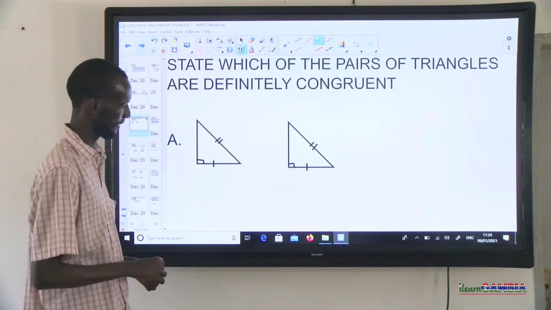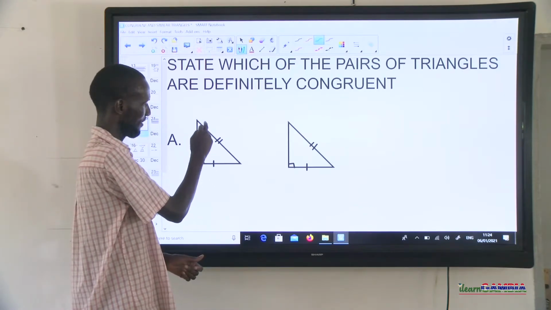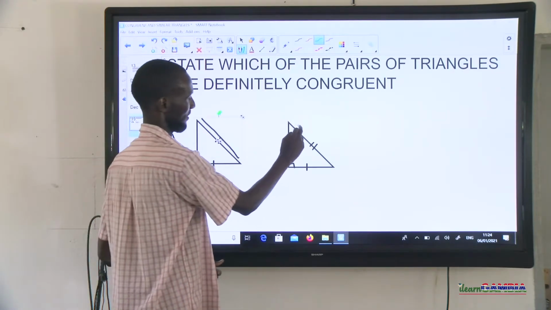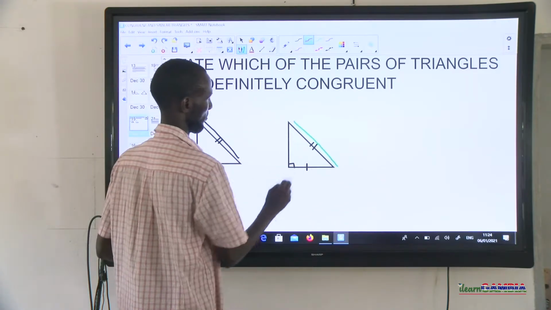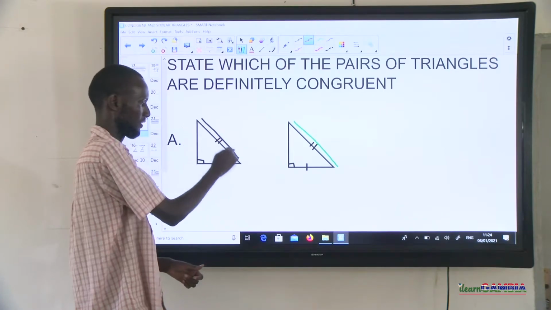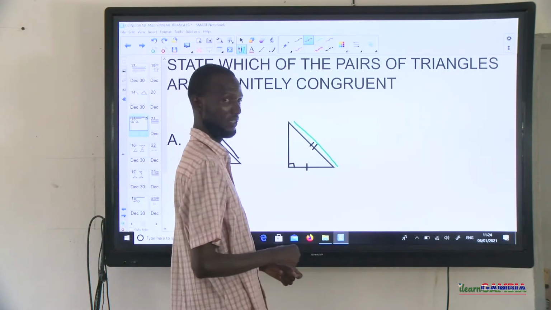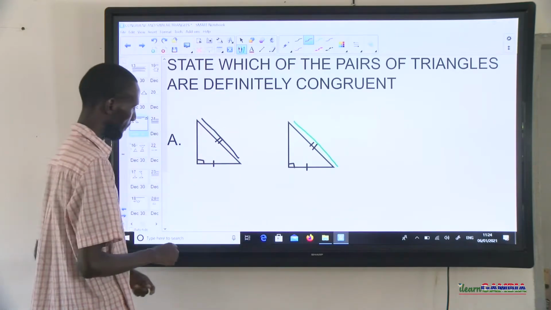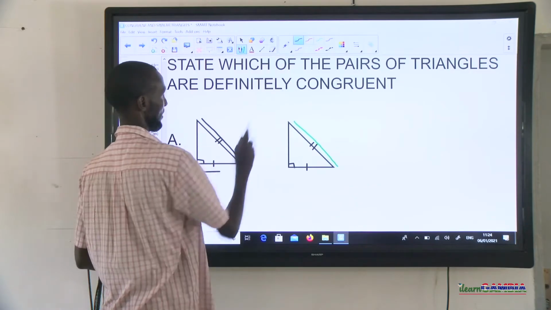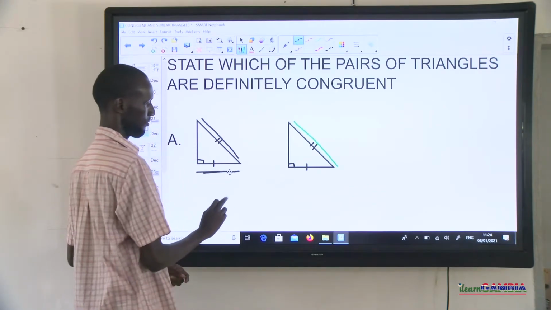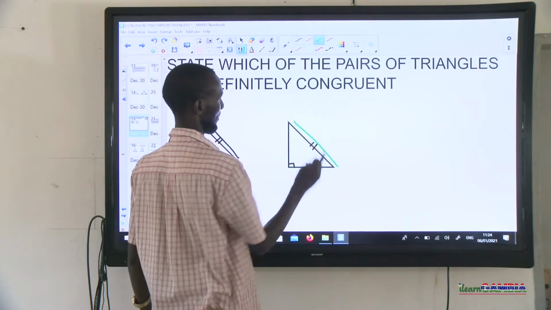First, let's investigate their hypotenuses. They are equal. Okay? So that's one quality already gotten, that the hypotenuse of the first triangle is equal to the hypotenuse of the second triangle. But also, the base of the first triangle here is equal to the base of the second triangle. You can see that.